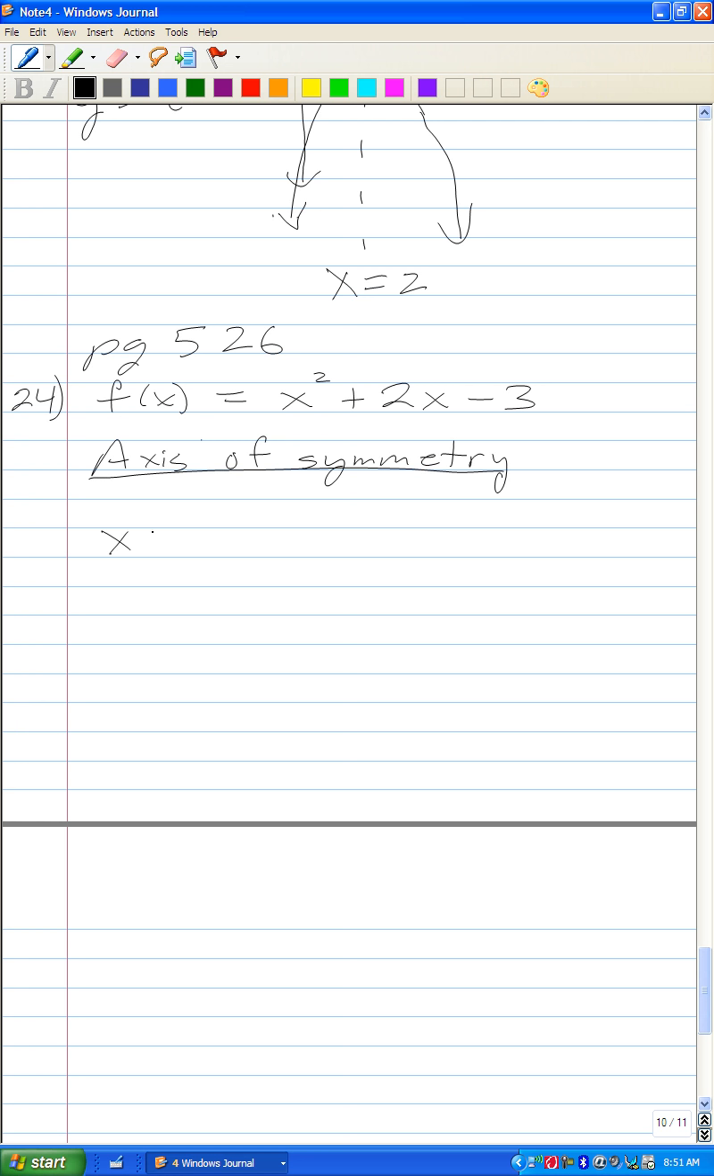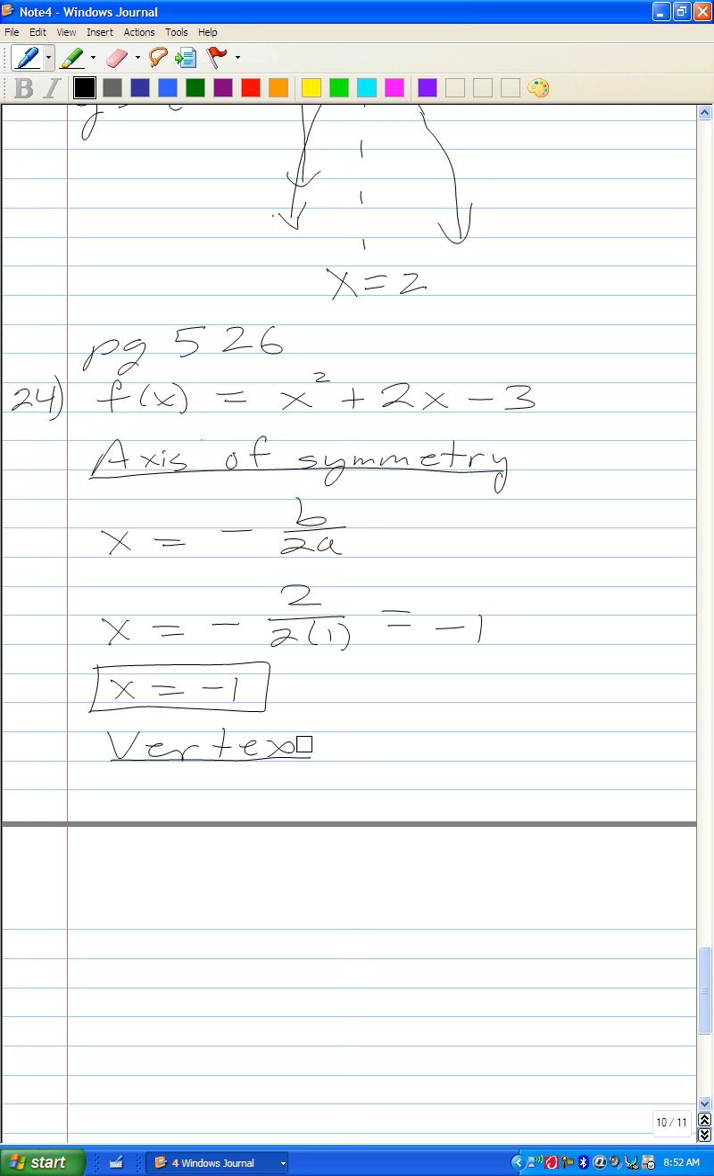And so the formula for the axis of symmetry is x is equal to negative b over 2a. And so I have here x is equal to negative b over 2a. The 2's cancel, so x is equal to negative 1. So the equation for my axis of symmetry is x equals negative 1. Let's determine the vertex.